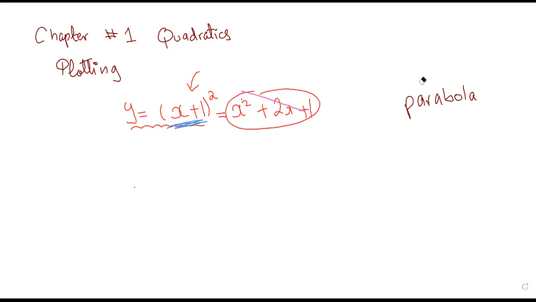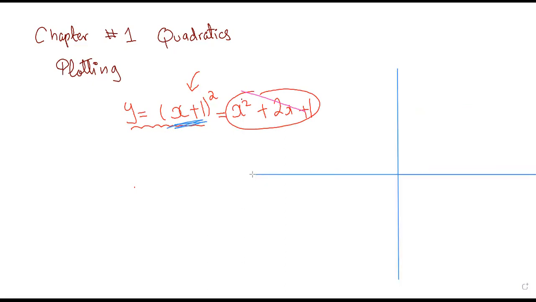So again, we know that y equals x square has the minimum point over here, right? But when we add 1 to x, we shift this minimum point from 0, 0 to this point that is minus 1, right? So this would be the shape of our parabola.